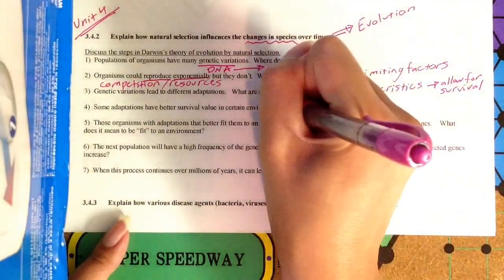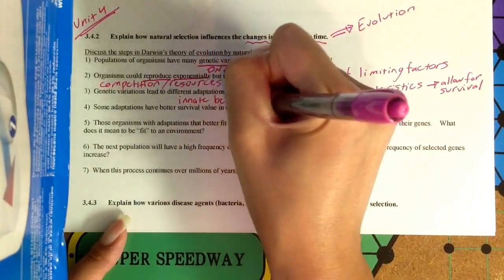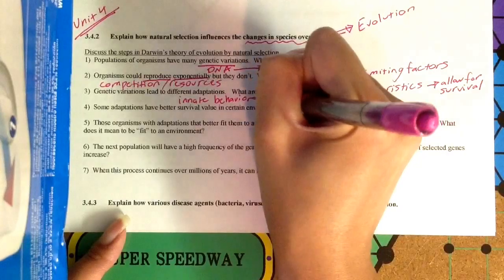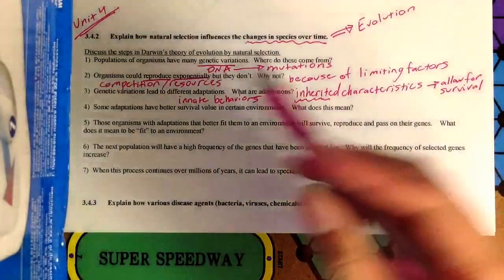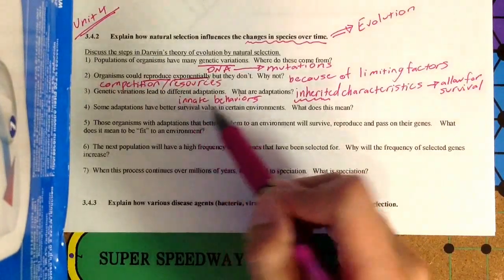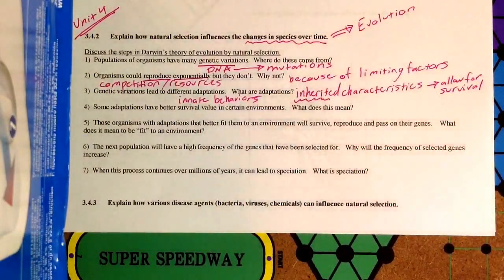So these adaptations could be innate behaviors, but it cannot be learned behaviors unless those learned behaviors came from or started from the innate behaviors, such as imprinting. But number 4, some adaptations have better survival value in certain environments.